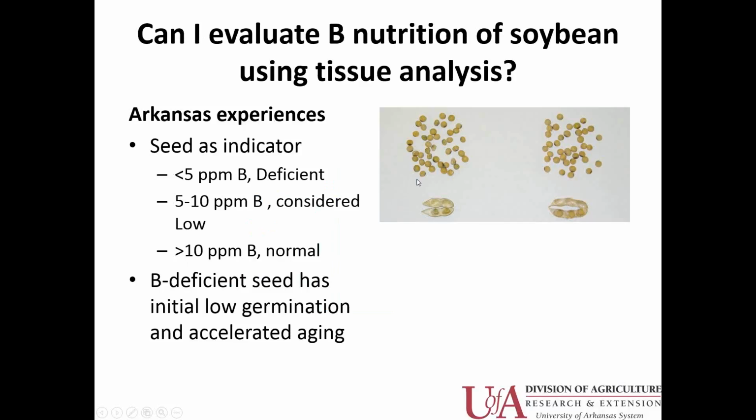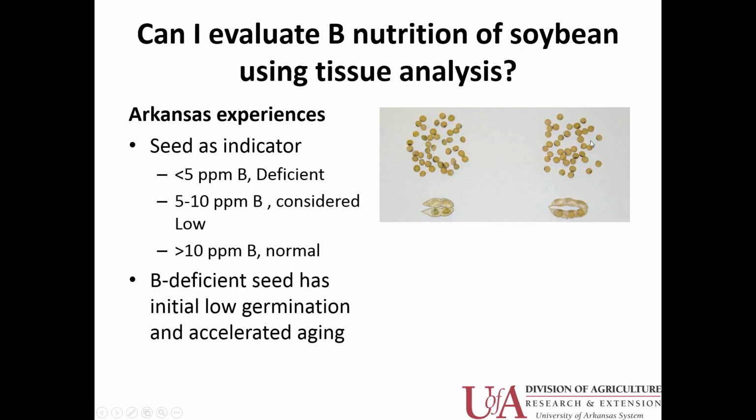We have found that the seed can be a pretty good post-harvest indicator. When your seed is less than 5 parts per million boron, you were definitely deficient and you would have seen a yield response. And this is kind of what we see with boron deficiency. We see shriveled seed, a lot of seed abortion. So a lot of this seed, as a matter of fact, is probably going to pass through the combine and never going to make it into the bin.